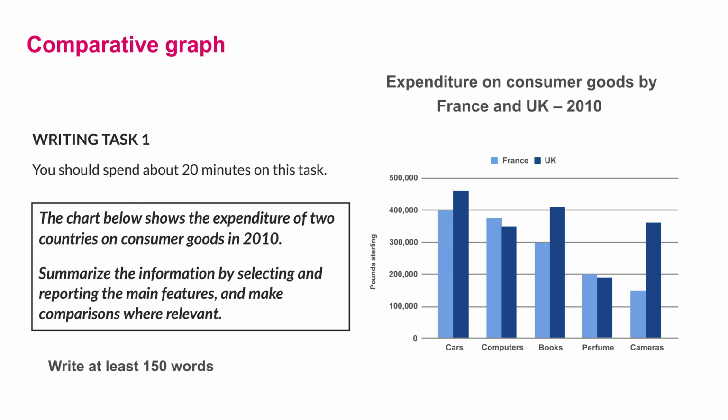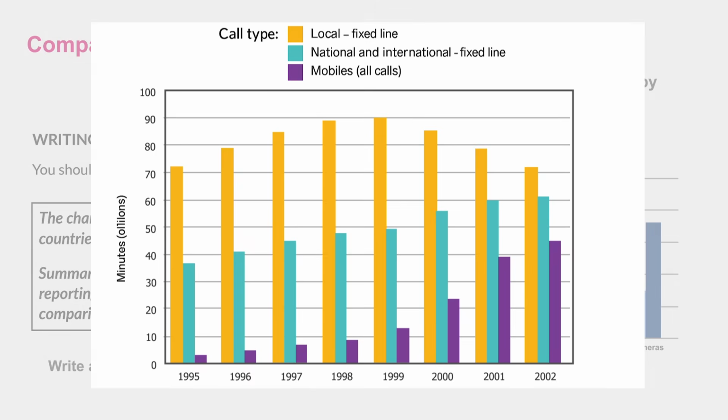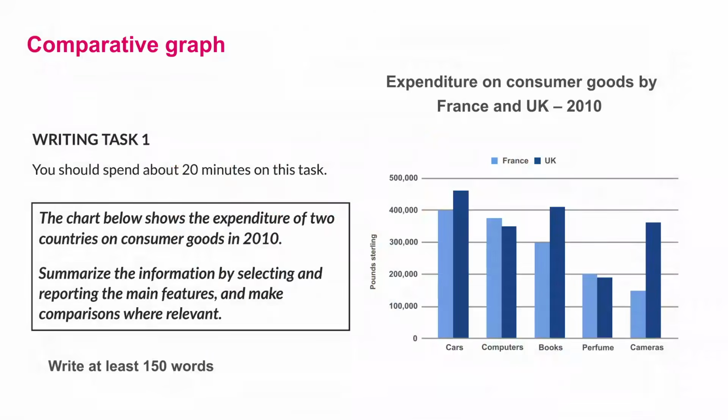So first, take a look at our chart here and the question. So the chart below shows the expenditure of two countries on consumer goods in 2010. Expenditure of two countries. So this is a sample comparative graph. So what is comparative graph? So as you remember, in other bar charts we practiced so far, it is about a duration of time, and that is what we mean by trend graph. But here, our chart is comparative. It means we have to compare data here, all right?